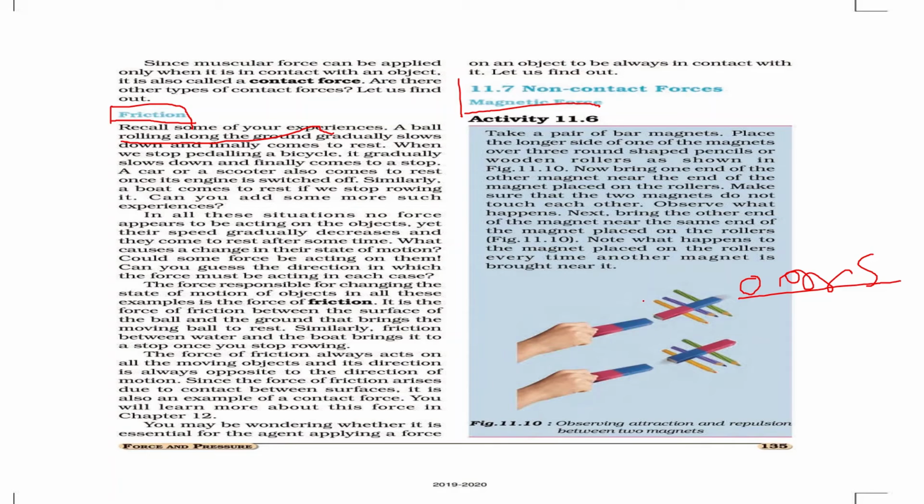Here there are two magnets, and here there are pencils. You keep some pencils and on top of them you keep a magnet. When you bring the other side of the magnet near, it drags the magnet like this. The pencils will be rolling. This is known as magnetic force.